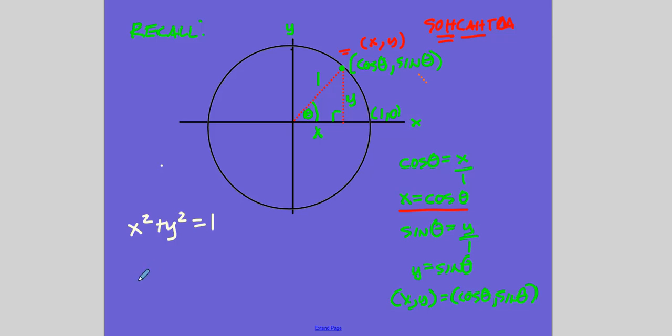Well, 1 squared is just 1. But notice from what we did previously, we had x equals cosine theta, y equals sine theta, so I can replace x with cosine theta. That's going to be squared. Replace y with sine theta. That's going to be squared. That's going to equal 1. So we can rewrite this again as cosine theta quantity squared is actually cosine squared theta.